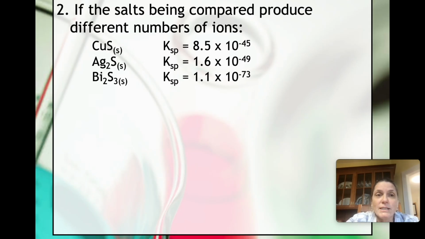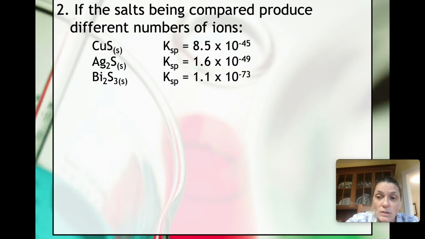So copper sulfide is actually a 1-to-1 compound, 1 copper to 1 sulfur, copper 2 sulfide. Silver sulfide, however, has 2 silver ions for every 1 sulfur ion. So it's a 2-to-1, and it produces 3 ions total. And bismuth sulfide is 2-to-3, so it has 2 cations and 3 anions. So in this case, we can't say just by looking at the Ksp which is most soluble.